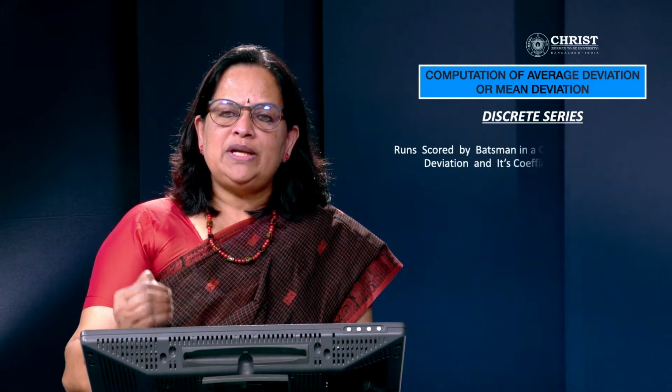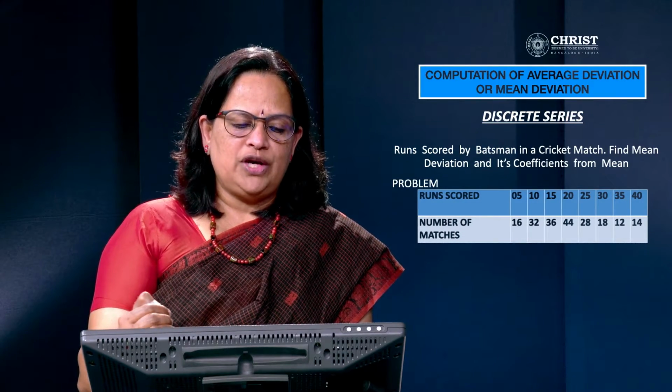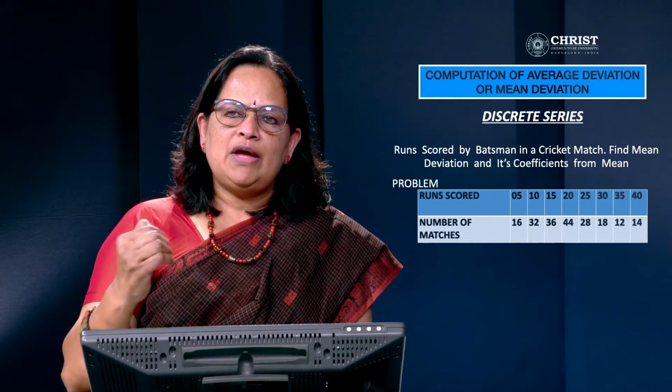Now, see the problem: following are the runs scored by batsmen in a cricket match. Find mean deviation and its coefficient. Runs scored: 5, 10, 15, 20, 25, 30, 35 and 40. Number of matches: 16, 32, 36, 44, 28, 18, 12 and 14.